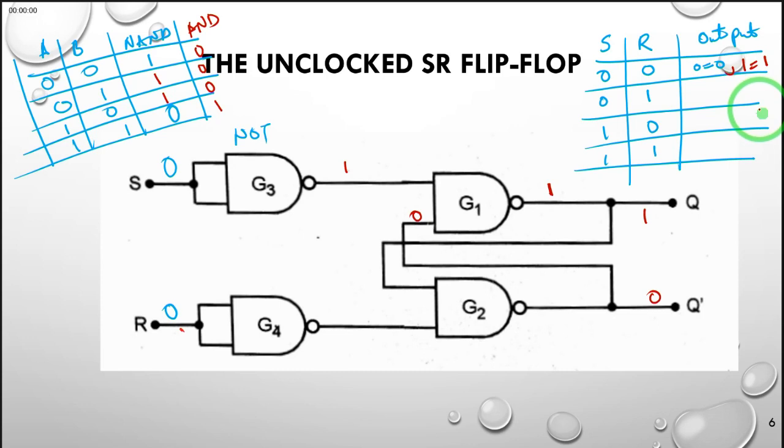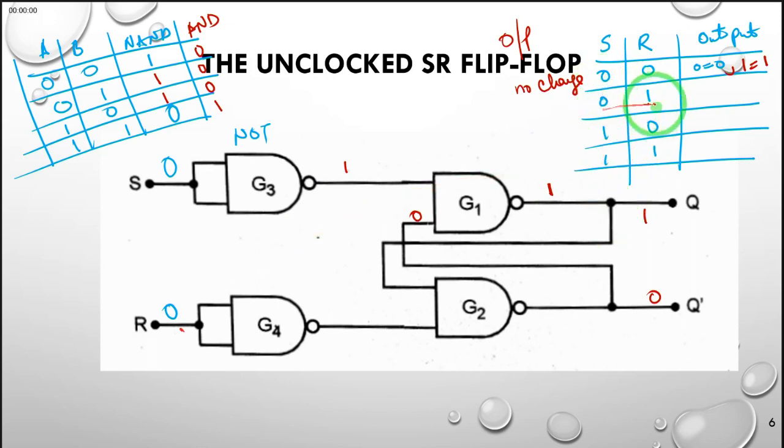And how do we classify that? We normally say that when S is 0 and R is 0, there is no change. We normally say that the output is no change in output. So let's observe if, on the other hand, our inputs are 0, 1.